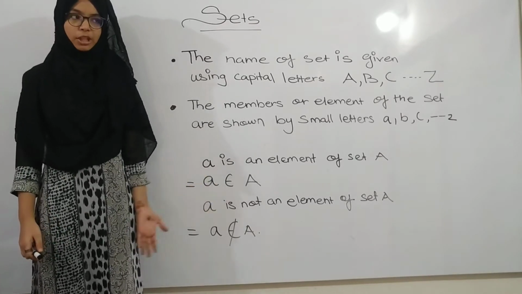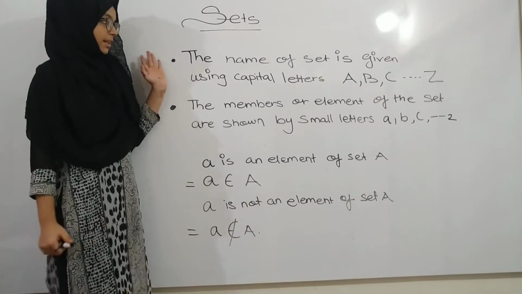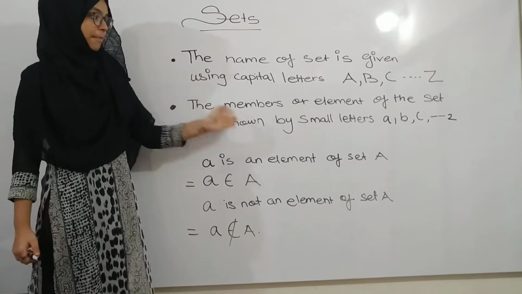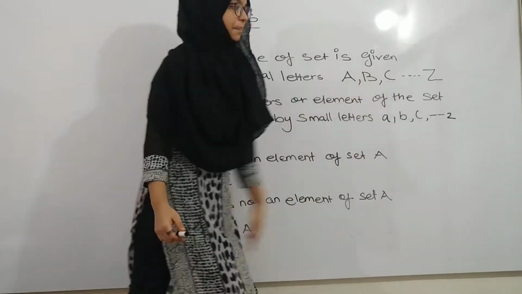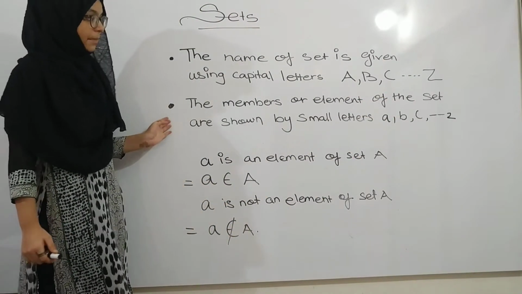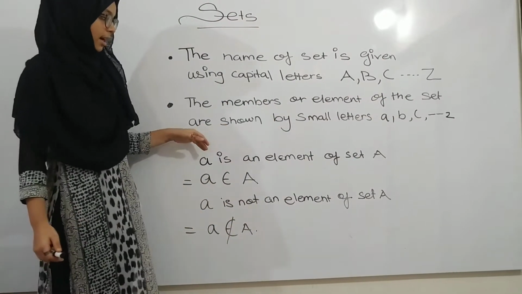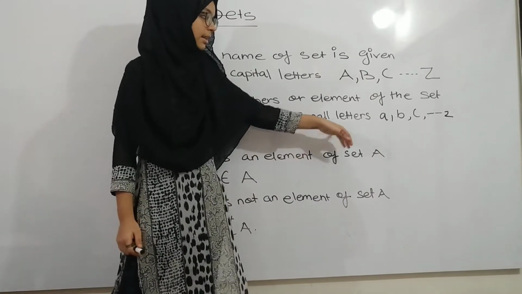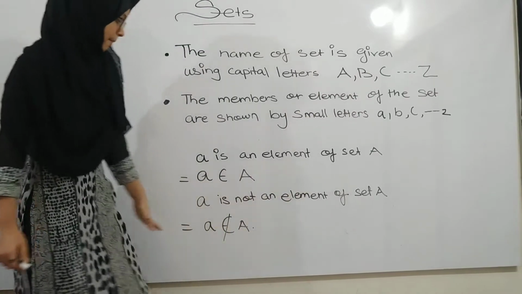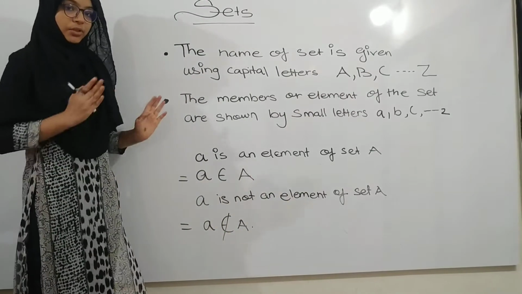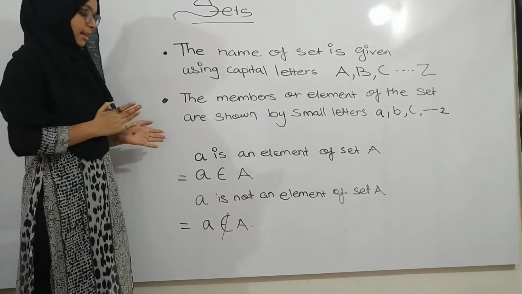Let's come to the main topic, which is set. The name of the set is given using capital letters like capital A, B, C till Z. The members or elements of the set are shown by small letters, which is small a, small b, small c till z. And how to write element and sets?